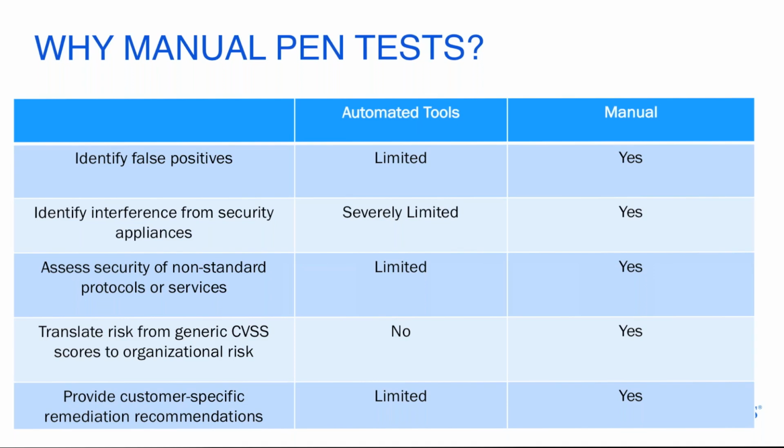So manual penetration tests have the ability to identify key elements of a penetration test that automated tools have limited capability to. Identifying false positives being one of them. But more importantly, identifying interference from security appliances.